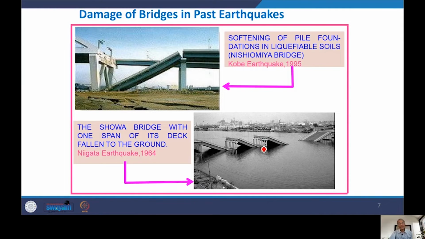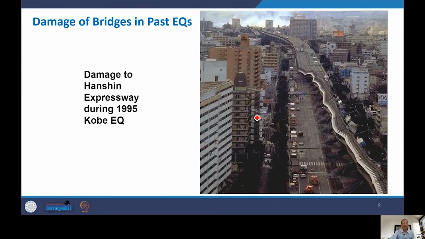Here, one thing you need to understand is that in all these cases there are issues related to liquefaction, but at the same time there are issues related to soil amplification also. Continue with that. This is a classical example of soil amplification, or what we would say is the effect of SSI on the Hanshin Expressway bridge in the Kobe earthquake.